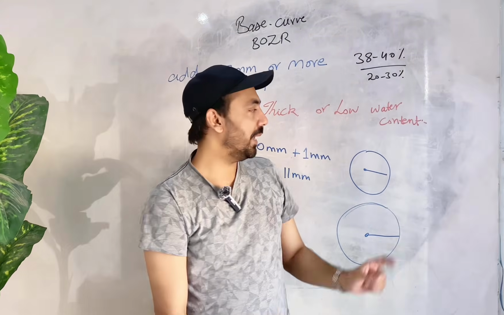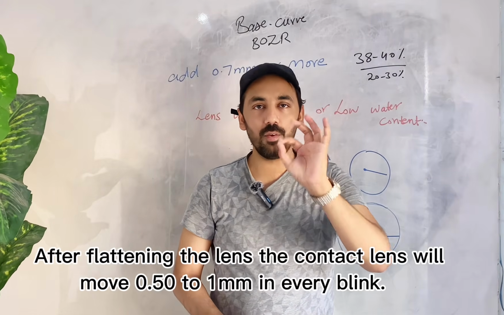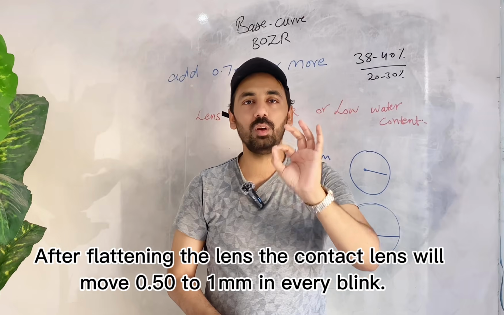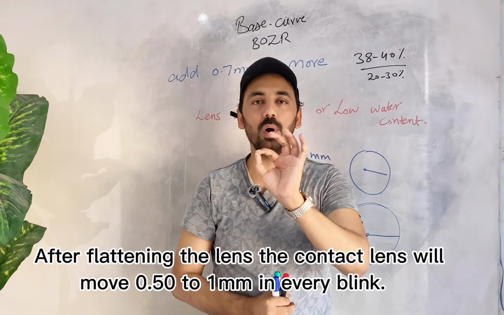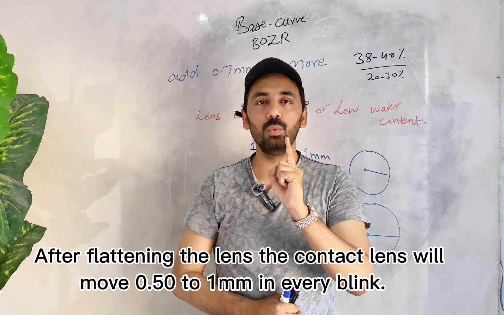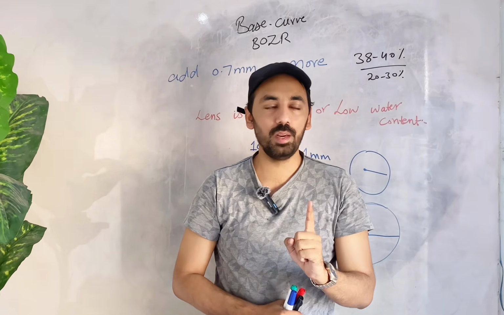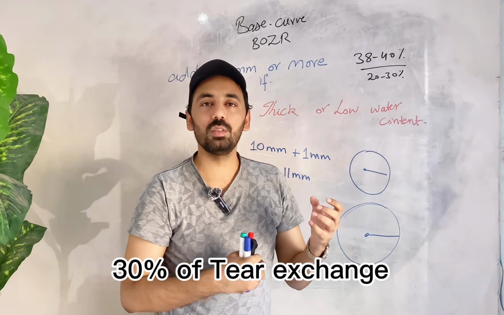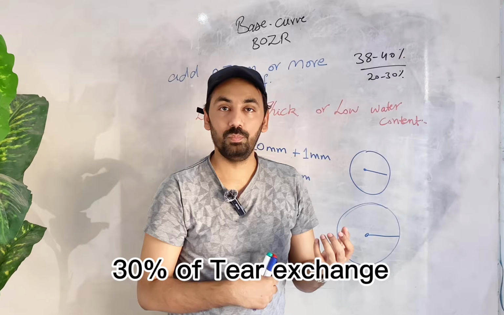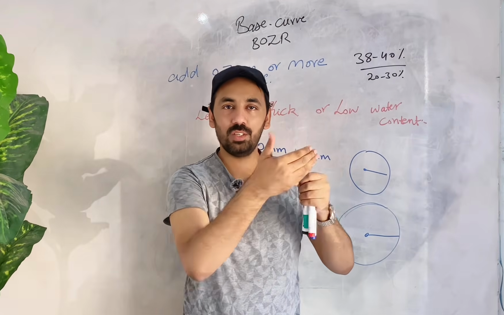So by increasing the base curve, when the patient blinks, on every blink there will be a movement of the contact lens on the surface of the cornea of 0.5 to 1 millimeter. Your lens will move 0.5 to 1 millimeter on every blink. So it will cause 30% of tear exchange actually, and 30% of oxygen will come through the tear exchange.